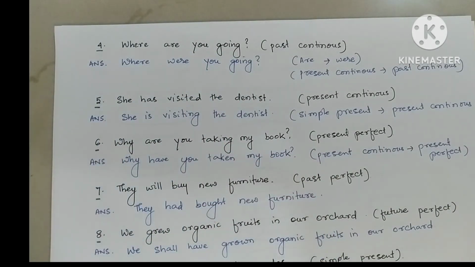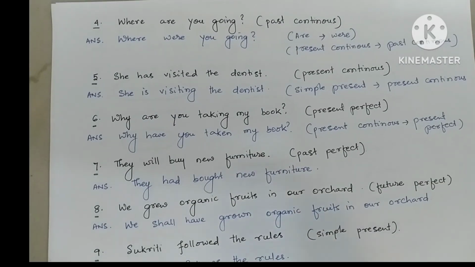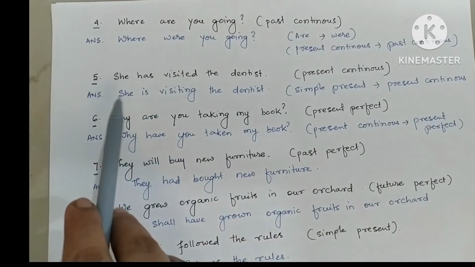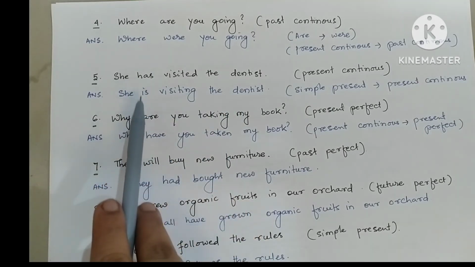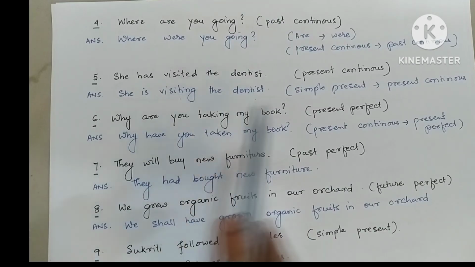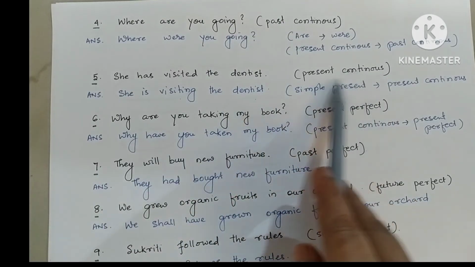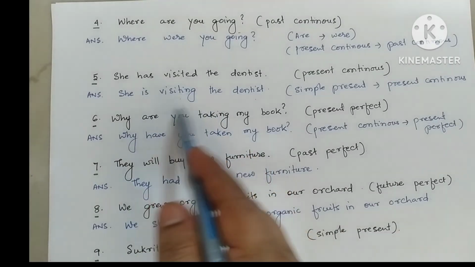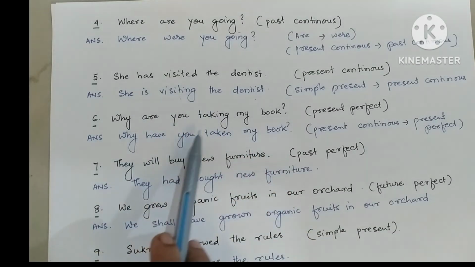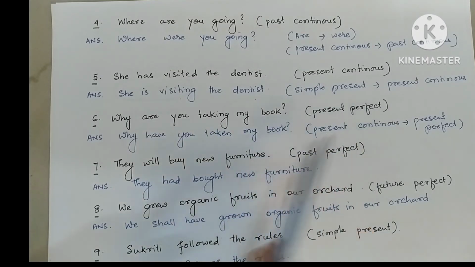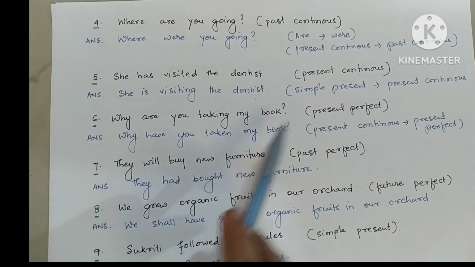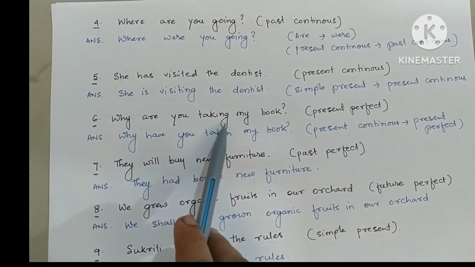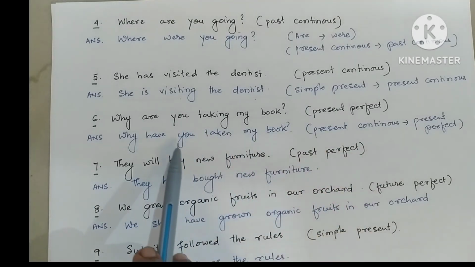Number 5. She has visited the dentist. Present continuous. She is visiting the dentist. Because we have to make it present continuous, and whenever it is present continuous, ing is added to the verb. Number 6. Why are you taking my book? Present perfect. Why have you taken my book? Now why are you taking was present continuous, which becomes why have you taken, which is present perfect.